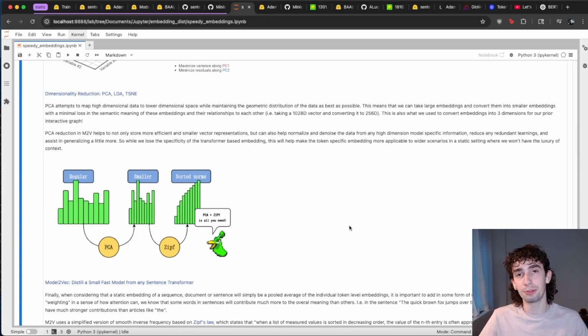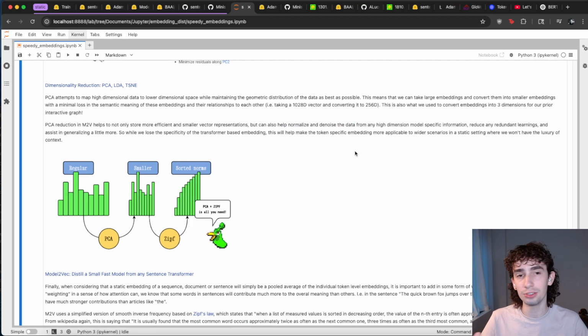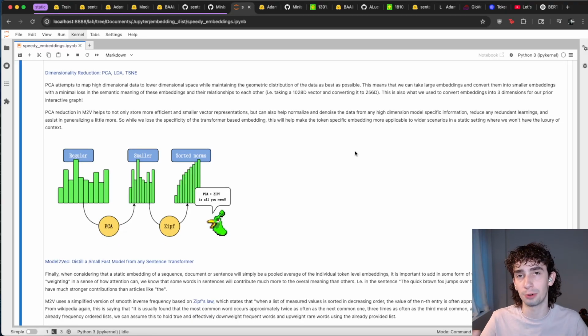This has a few different benefits in the entire process here. We can not only store more efficient and smaller vector representations in our lookup table, but doing this reduction can help normalize and denoise the data from any high dimension model specific information that was learned over the course of the transformer model training. So we can reduce any redundant learnings and also assist in generalizing our static embedding model a little bit more. So while we do lose the specificity of the transformer-based embedding, this will help make the token-specific embeddings more applicable to wider scenarios in this static embedding model.